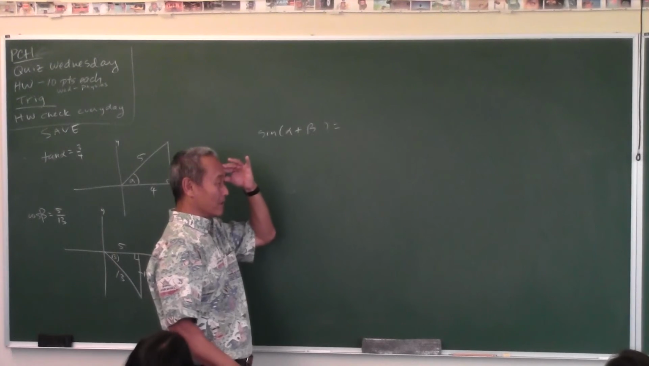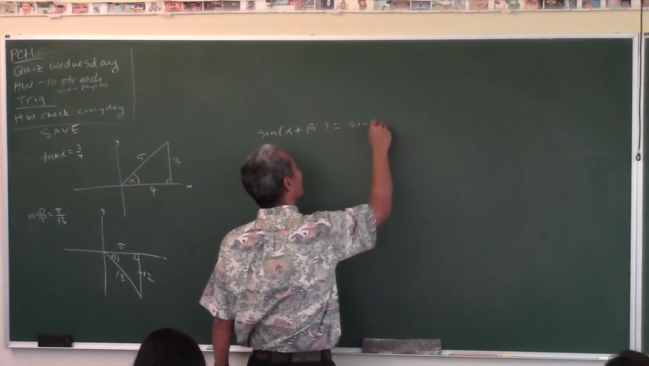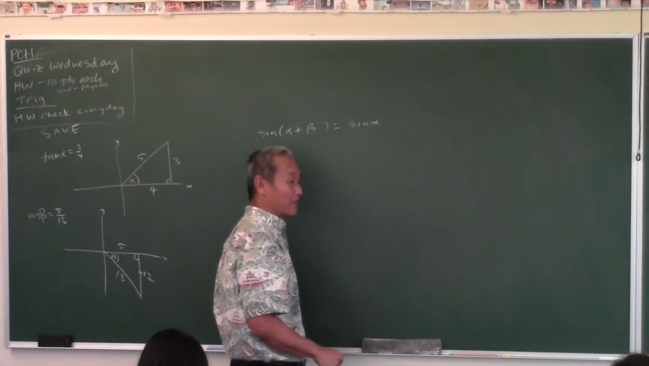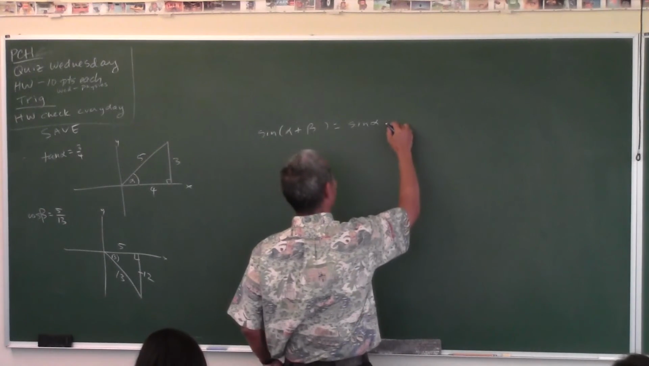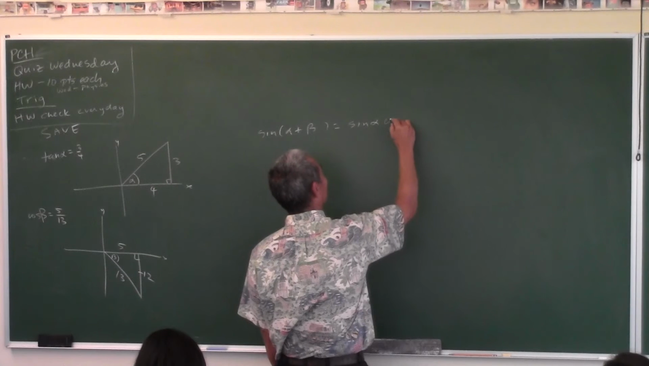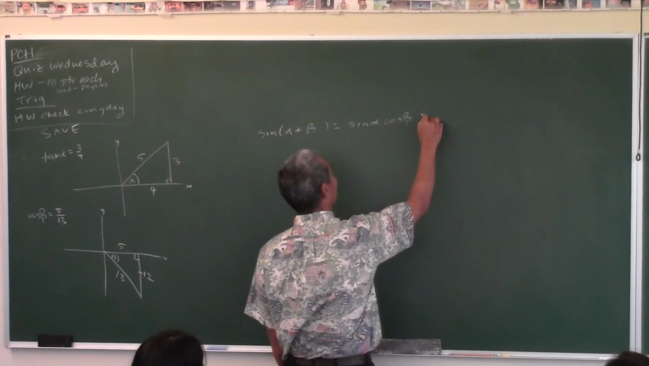Do we remember? Sine of the first, or should I just distribute the sine? Don't you dare, that's a fatal error. Sine of the first, cosine of the second, plus or minus?